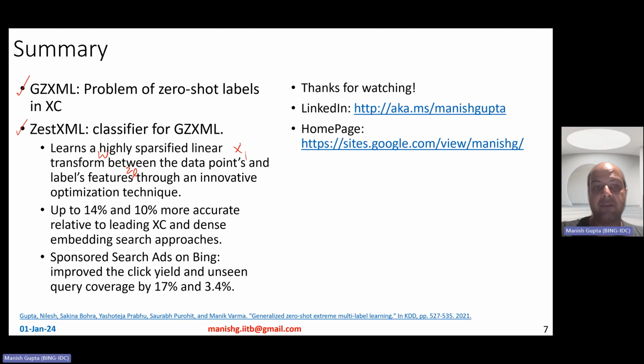And on experiments, people have found that it can be up to 14% and 10% more accurate relative to leading extreme classification and dense embedding-based approaches, respectively. Right? On sponsored search ads on Bing, people found that compared to an information retrieval baseline, ZestXML improved the click yield and unseen query coverage by huge margins, 17% and 3.4%.